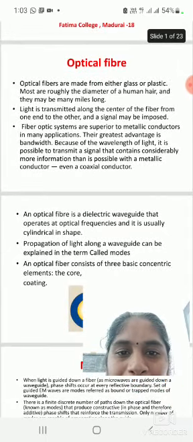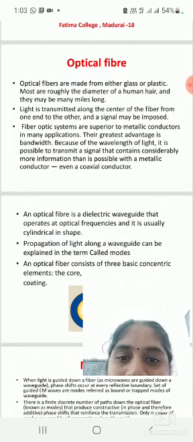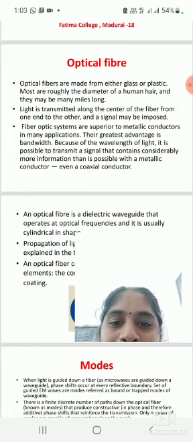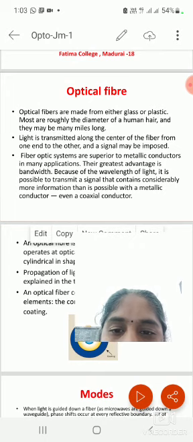Optical fibers are made from either glass or plastic, roughly the diameter of a human hair, and they may be many miles long. Light is transmitted along the center of the fiber from one end to the other, and a signal may be imposed.